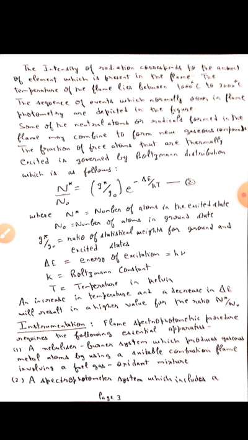Now, an increase in temperature and a decrease in delta E will result in a higher value for the ratio n star upon n0. This is the basic underlying principle involved in flame emission or flame photometry. Now, let us see the instrumentation involved in flame photometry. Flame spectrophotometric procedure requires the following essential apparatus.